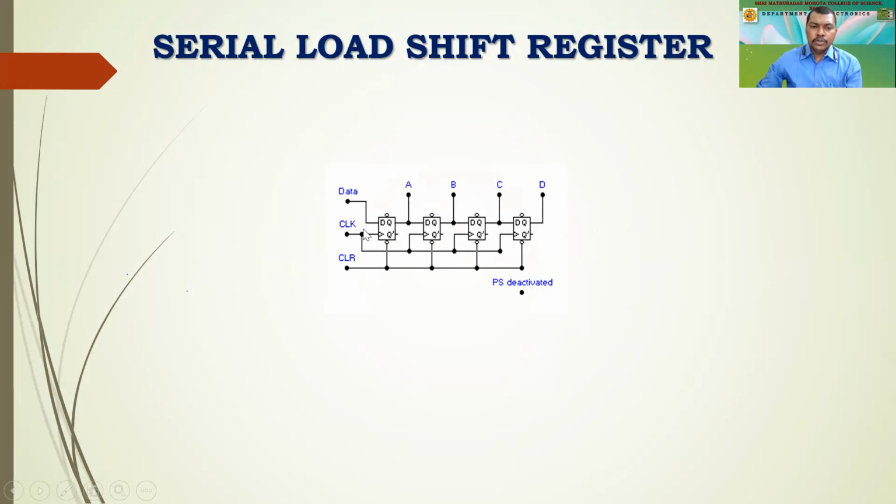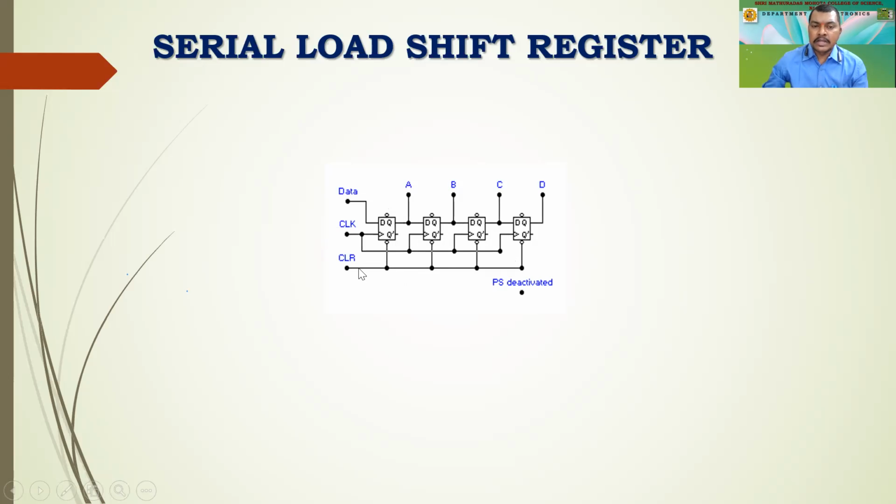If you look here, the clock is given simultaneously to all the flip flops at a time. So all the flip flops are given the same clock pulse, right? This is essential, because all the flip flops are going to work synchronously, and therefore this is called a synchronous shift register. Why? Because the same clock pulse is given to all the flip flops at a time, and all of them work together. So this clock is connected to all four flip flops over here.